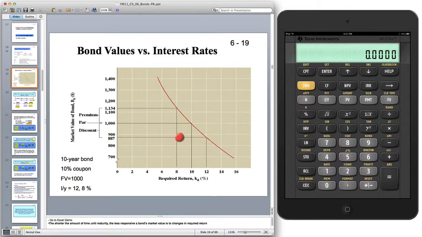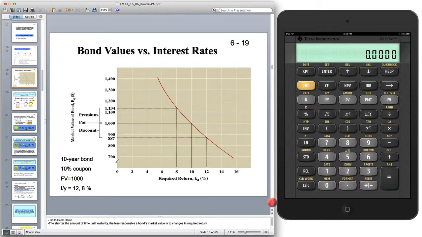At 8%, the value of a bond is $1,134. At 12%, the value of a bond is $887. In other words, as the interest rates go up, the present value of a bond comes down. This particular example is for a 10-year bond paying a 10% coupon, which would mean 10% of $1,000, that's $100, is the value of the coupon or the periodic interest payment. The future value or the par value of the bond is 1,000, and the interest rate at these 2 points is 12% and 8%.